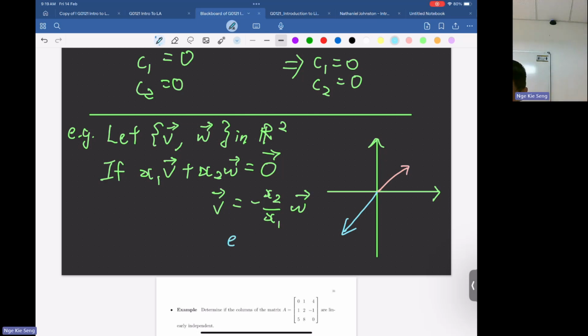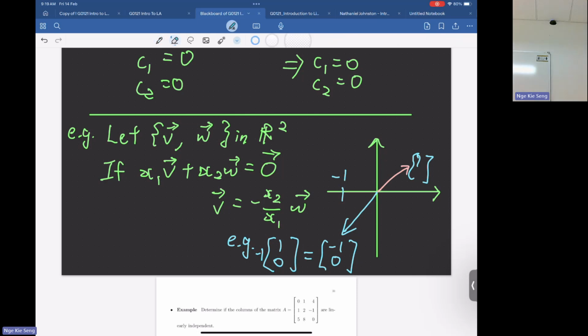For example, let's say this is (1, 0). Can you get to (-1, 0)? How do you do it? You scale by minus 1. So if you multiply by a negative number, the direction changes. Maybe let's use (1, 1) in this case because we are using the diagonal line. If you multiply by negative 1, you get the opposite direction.